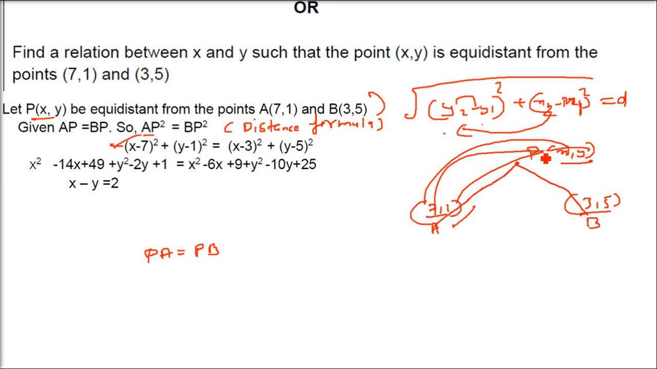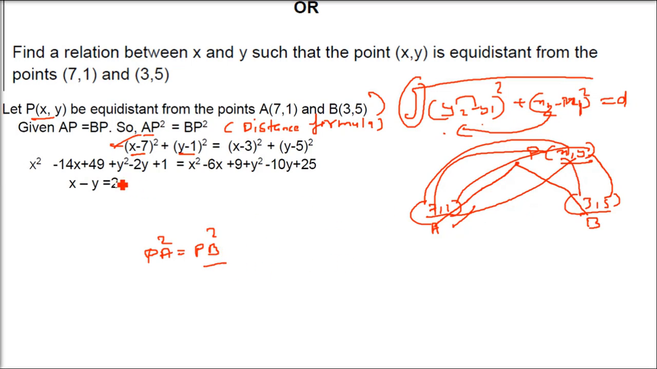Now PA, PB will come under the root. So what we'll do? This is the formula: x minus 7 whole square plus y minus 1 whole square. We don't want the square root, so we are squaring both sides. PA equals PB, now we are squaring it: PA square equals PB square.